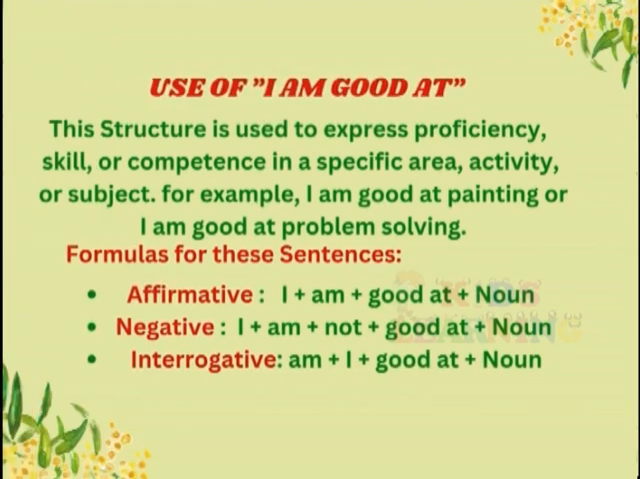Use of I am good at. This structure is used to express proficiency, skill, or competence in a specific area, activity, or subject. For example, I am good at painting or I am good at problem solving. Formulas for these sentences. Affirmative, I am good at noun. Negative, I am not good at noun. Interrogative, am I good at noun?